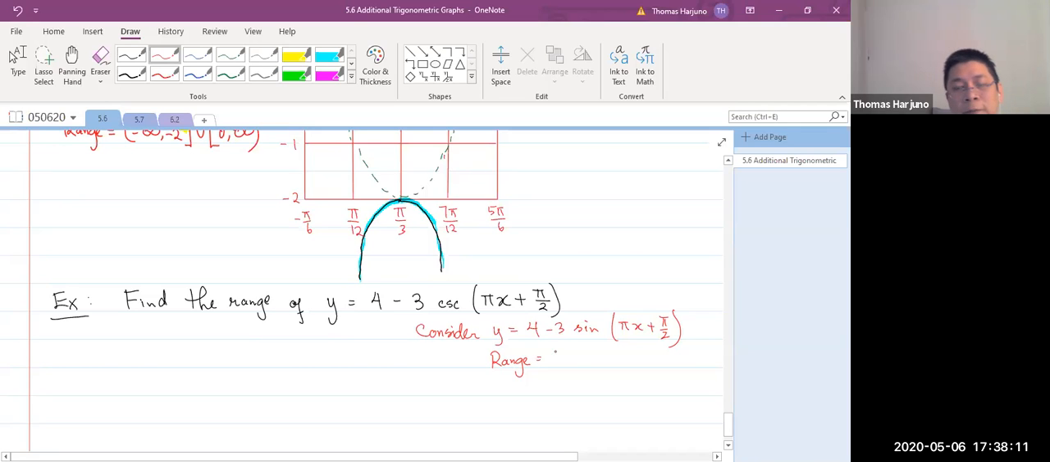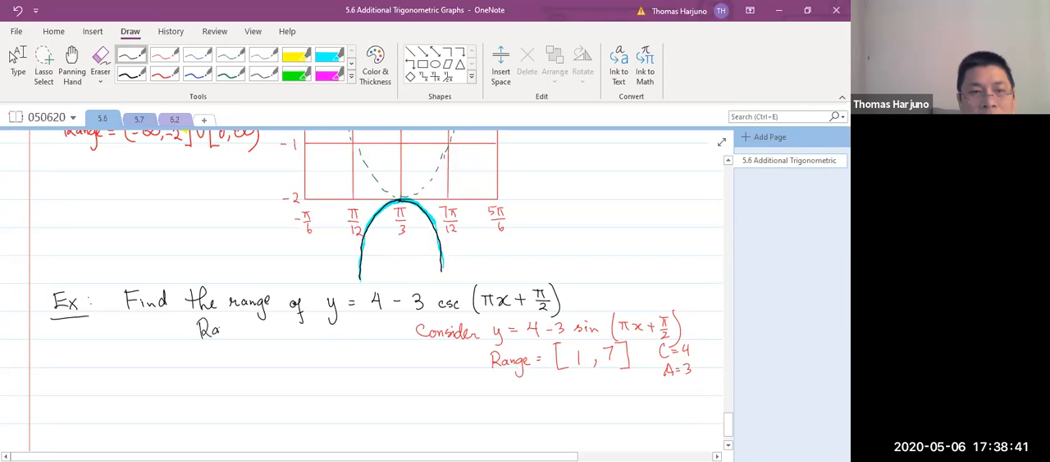The range is 4 plus 3, 7, and 4 minus 3, 1. See the amplitude: the center here is 4, the amplitude is 3, right? So the maximum is 7, the minimum is 1. Remember that? Okay, so how about the range of the cosecant then?